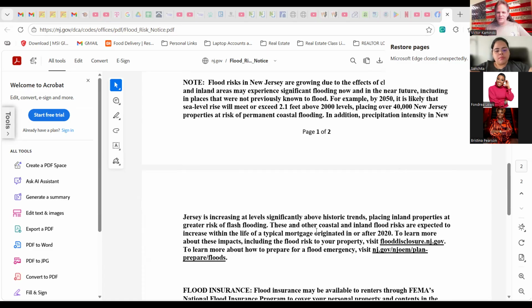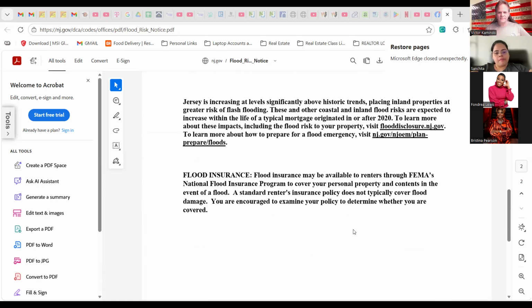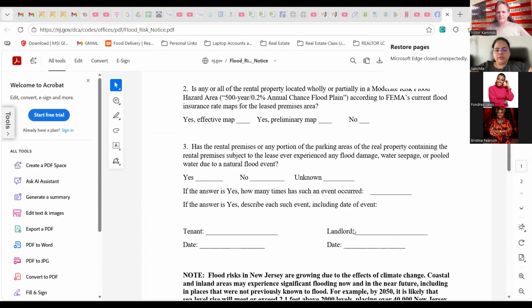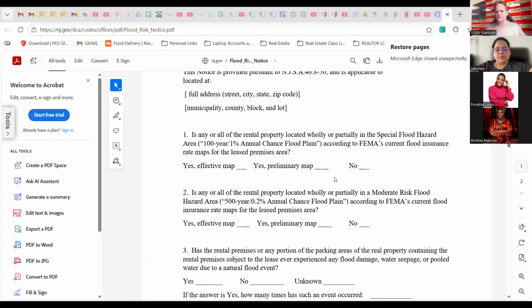So, let's see, these and other coastal and inland flood risks are expected to increase within the life of a typical mortgage originated after 2020. To learn more about this, go to flooddisclosures.nj.gov. Okay, so there you go. So are the flood risk properties or the land cheaper than the others? No, they're just required to disclose it to you.